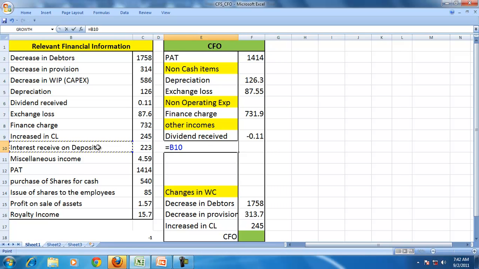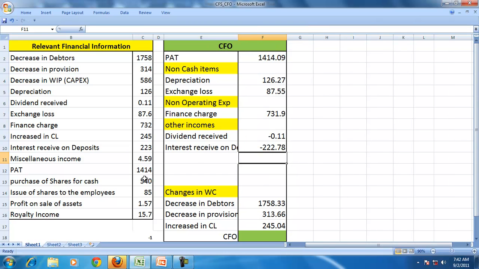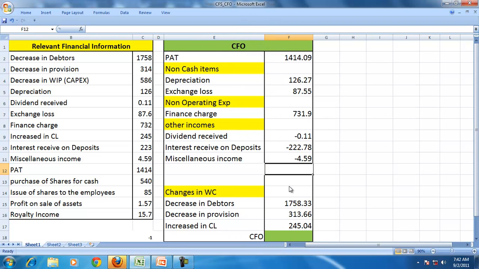Interest received on the deposits is a non-operating and other income. So interest will be removed from the PAT. Interest is a non-operating item and it's an income, so I'm going to remove it from the income statement. That means deduct from the PAT. Miscellaneous income, the same treatment. You have shown that in the income statement. Assuming that this is non-operating, the entire miscellaneous income has to be deducted while computing the CFO from the PAT. Purchase of shares for cash is non-operating, an investment decision, so not relevant for this particular question or discussion.